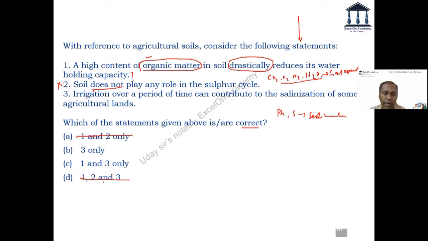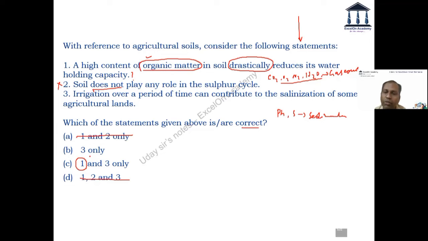Now my whole job is only to determine whether statement 1 is correct or not. If you have paucity of time, you need not even look at statement 3. Are you able to understand? Because both B and C have 3, which means for sure 3 is correct. The only thing you have to see is whether 1 is also correct. High content of organic matter in soil drastically reduces its water holding capacity.